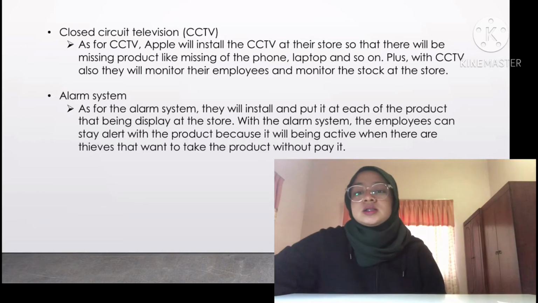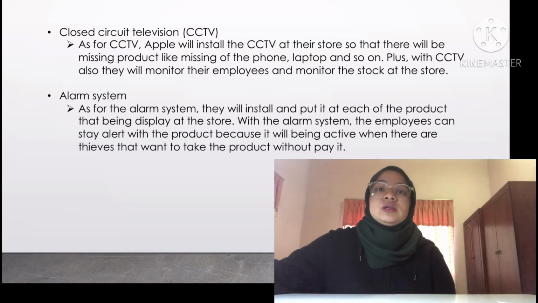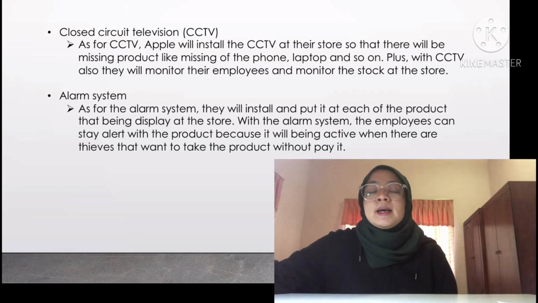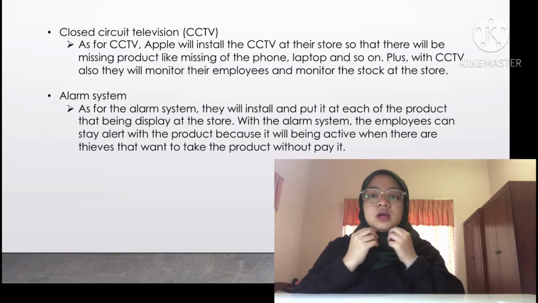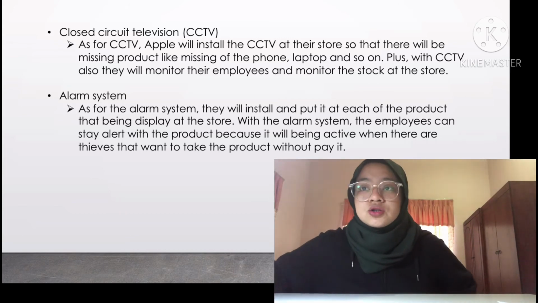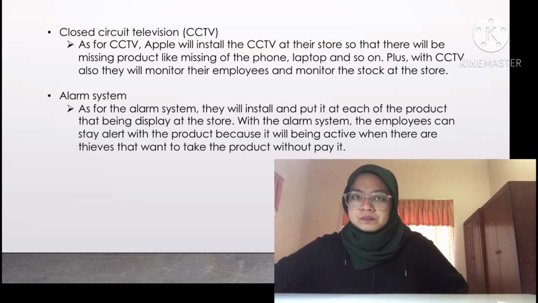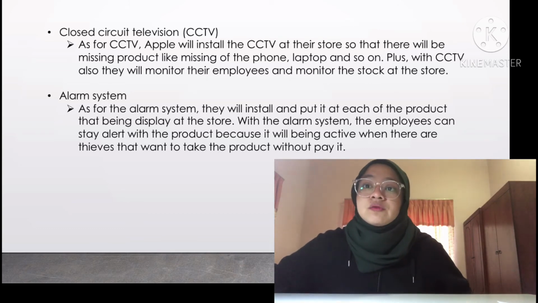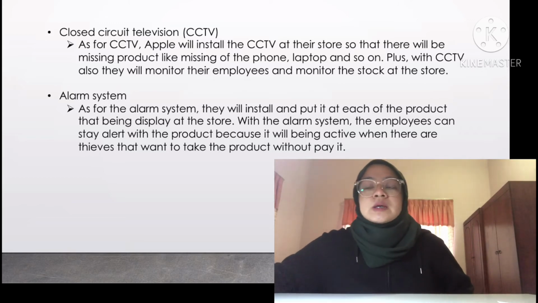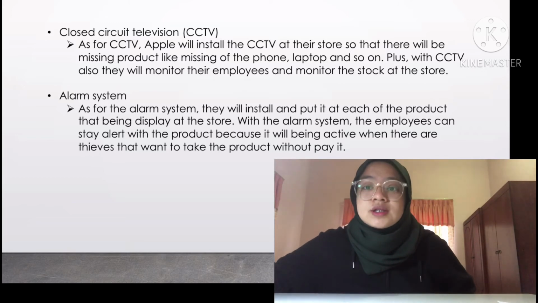Okay, the second last technology that Apple uses is closed circuit television, which is CCTV. Apple will install CCTV at their stores so that there will be no missing products, like missing phones, laptops, and so on. Plus, with the CCTV, they can also monitor their employees and monitor the stock at the store.